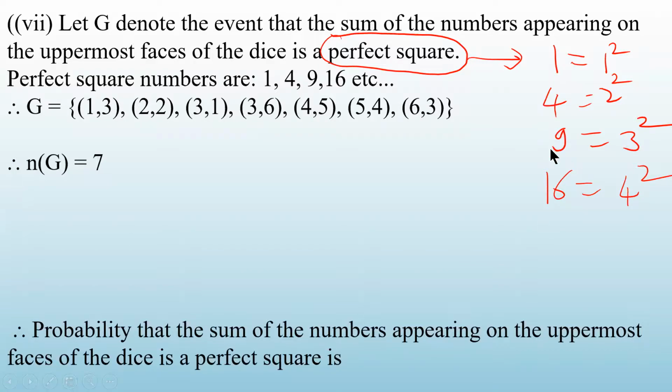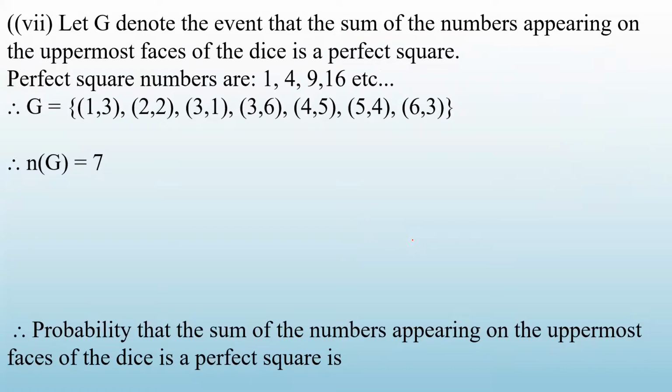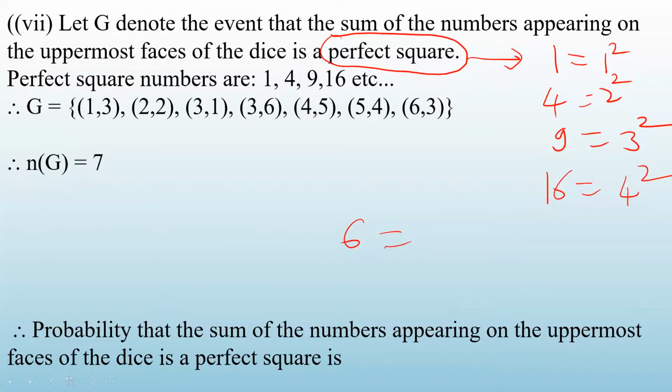1, 4, 9, 16. To conclude, what is a perfect square number? A number is called a perfect square number if it can be written as the square of some number. Like 1 is the square of 1, 4 is the square of 2, so 4 is a perfect square. If I ask you about 6, can you say 6 is a perfect square? No, because 6 cannot be written as the square of any number. That is the reason 6 is not a perfect square number.